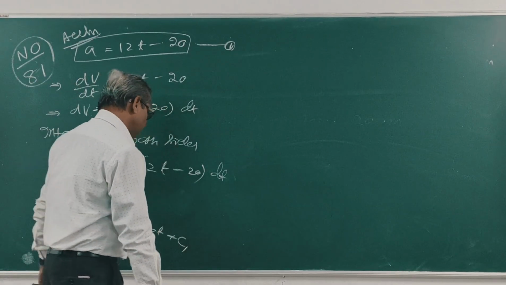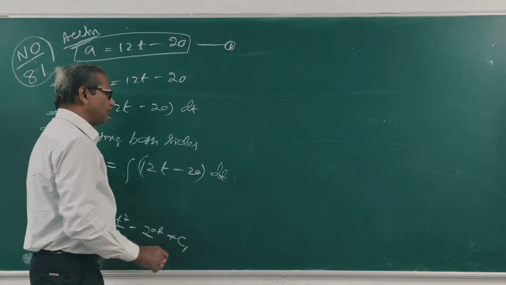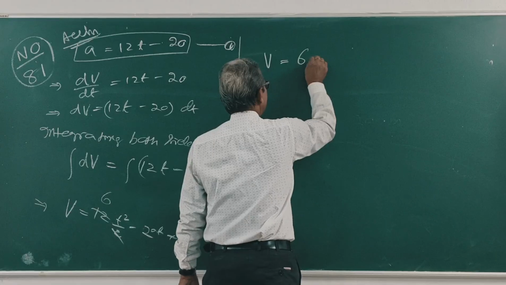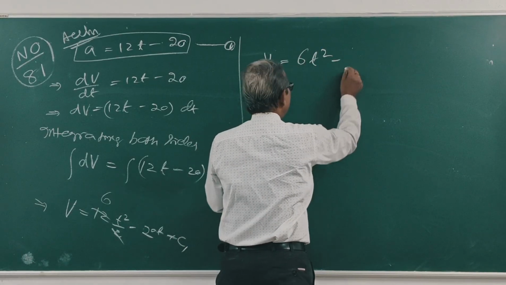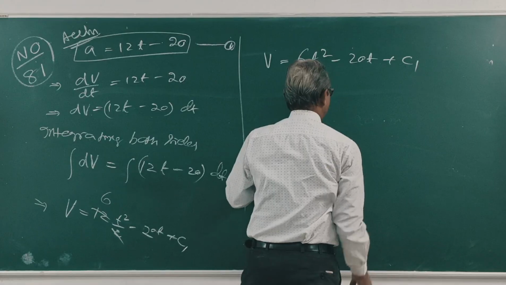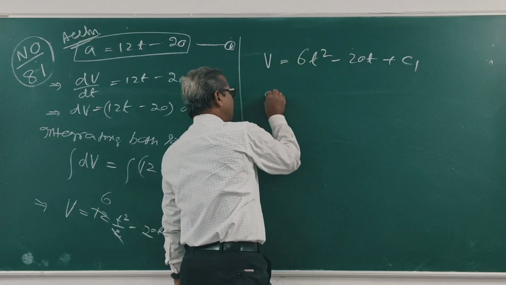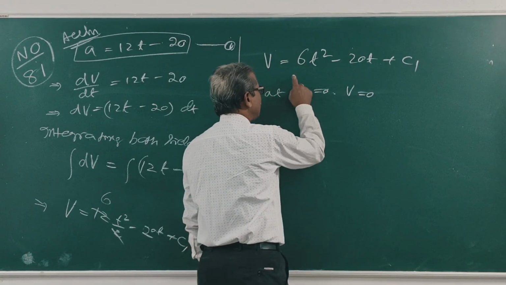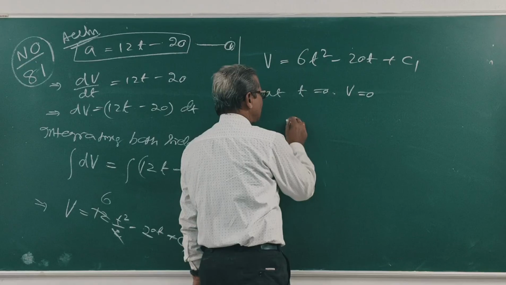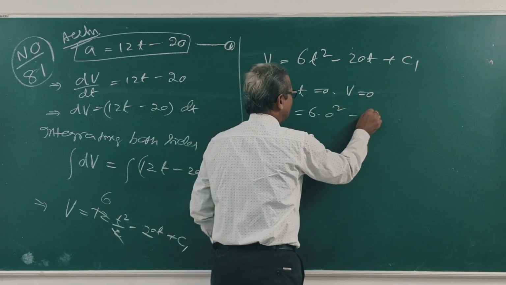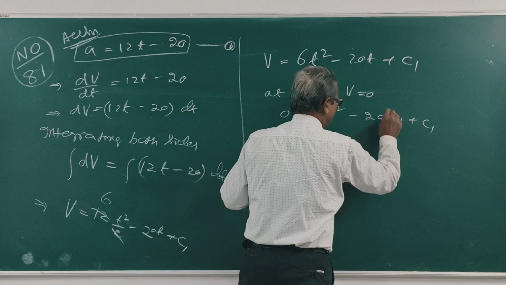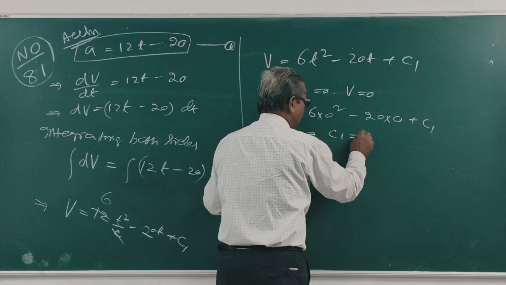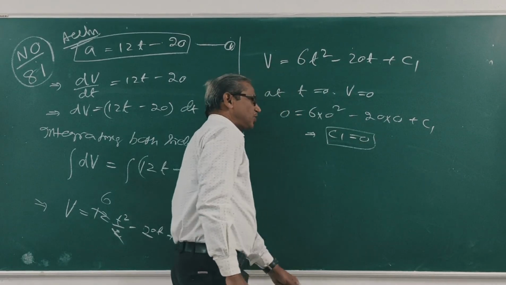So 12 by 2 is 6. v is equal to 6t square minus 20t plus C1. The condition is that t is equal to 0, v is equal to 0. So putting the values t equal to 0, v equal to 0 in this equation, 0 is equal to 6 into 0 square minus 20 into 0 plus C1. This implies C1 is equal to 0.